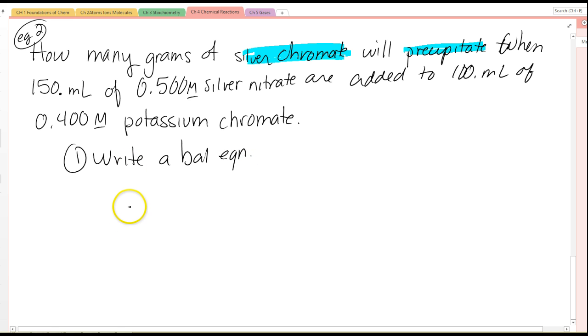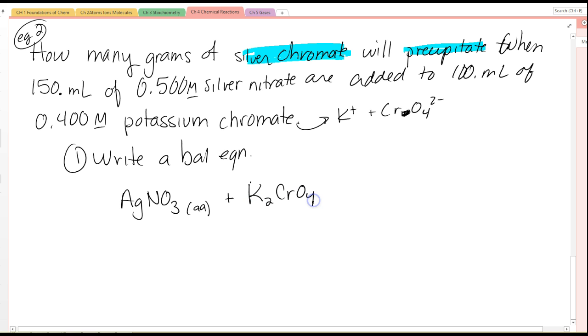Okay, so we know we are reacting silver nitrate, which is AgNO3. Remember, Ag is a +1, NO3 is a 1-, so combining those, we get AgNO3 aqueous, to potassium chromate. So potassium chromate is going to be a K+ ion plus a CrO4 2- ion. So that's going to give us a formula of K2CrO4. That's potassium chromate. That's an aqueous solution.